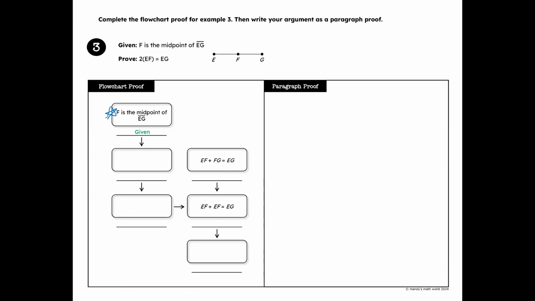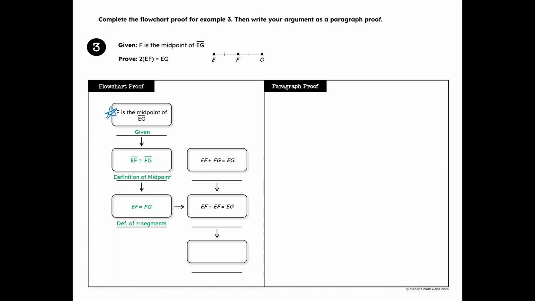What do we know? Well, we know that segment EF is congruent to segment FG, and that is by the definition of midpoint. If 2 segments are congruent, what do we know about their lengths? We know that if segment EF is congruent to segment FG, then the length of EF is equal to the length of FG, and that would be the definition of congruent segments. So there's your whole chain of thought, right?